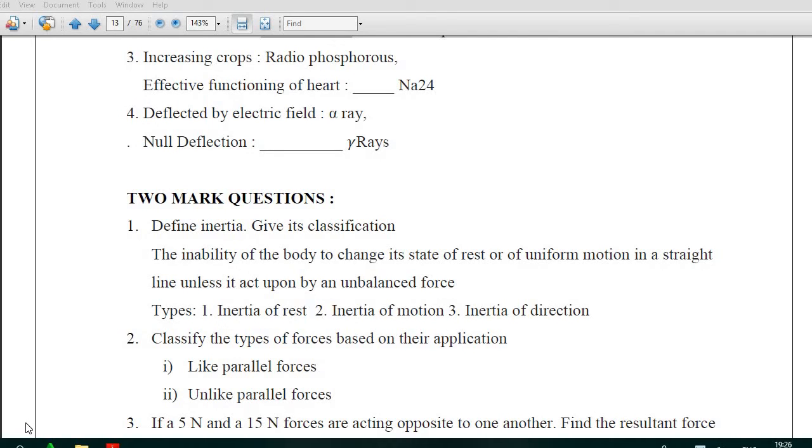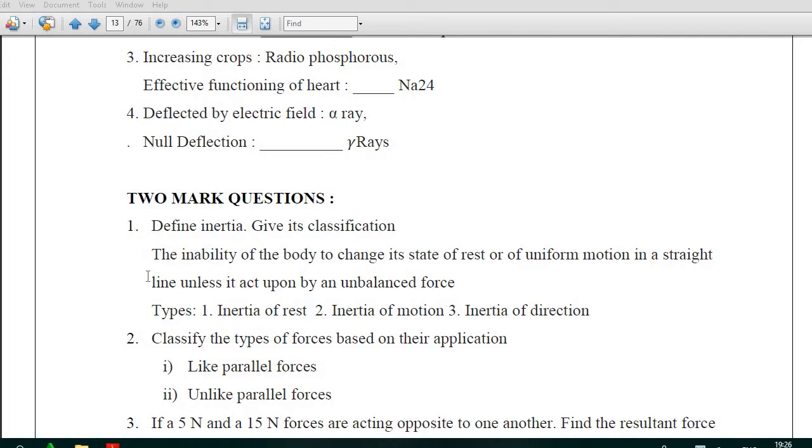Today we are going to learn some short answer questions from the first lesson, that is the laws of motion. First one is: define inertia, give its classification.